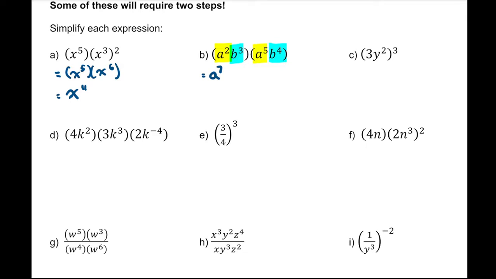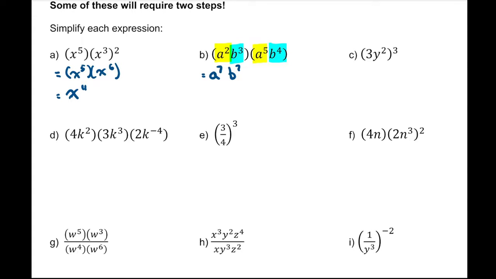For the second one, for the b's, I'm going to focus on b to the power of 3 times b to the power of 4. The rule is, when I multiply powers, I add the exponents, so this becomes b to the power of 7 as well. And that's as simple as it can get.